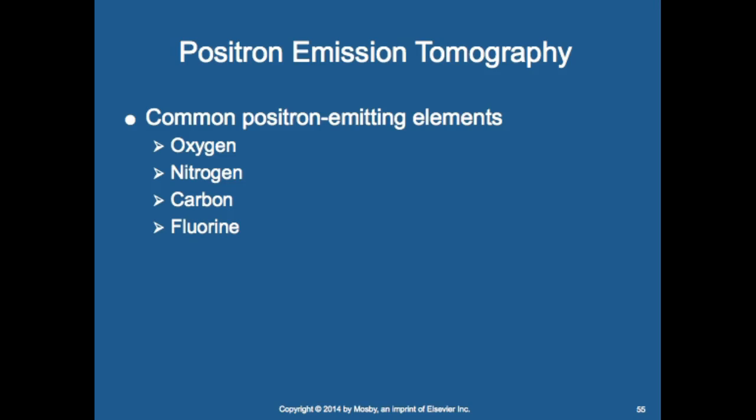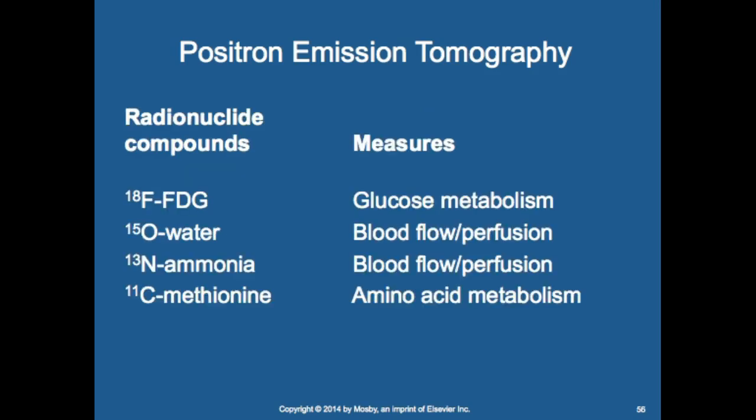So, common positron emitting elements. We do oxygen, nitrogen, carbon, and fluorine. And if we look at FDG, it's looking at the glucose metabolism, and that's what we use for oncology. We can manufacture this, which is great. We can inject it into patients and see any kind of increased metabolic rate. There's O-water, for blood flow and perfusion, and ammonia, also blood flow and perfusion, and methylene, which is for amino acid metabolism.